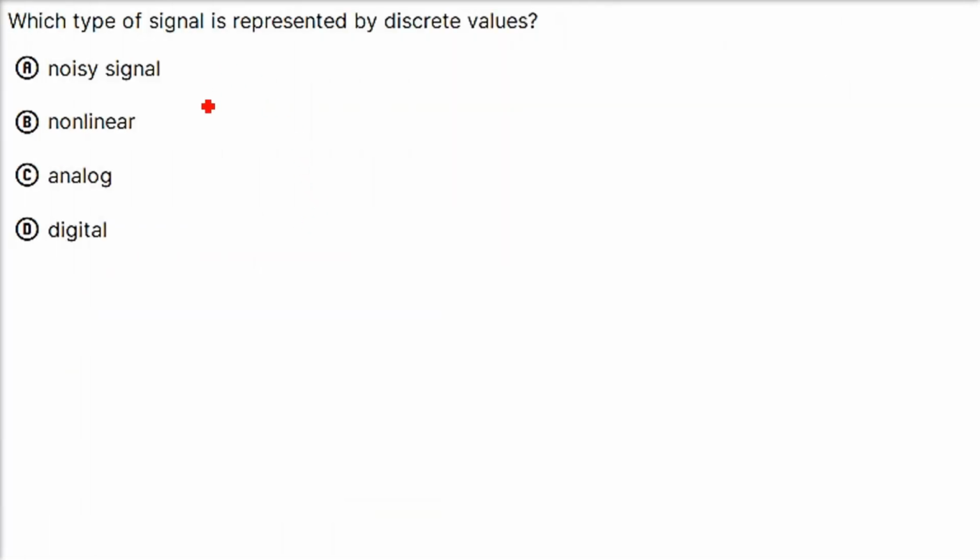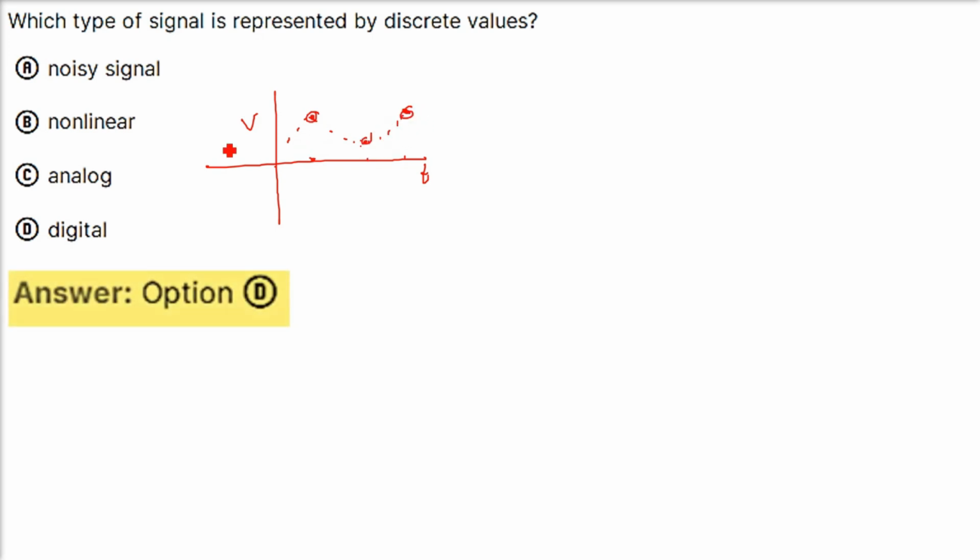Which type of signal is represented by discrete values? Now, discrete means only certain values, not all the values. So for one x, you get one y. For example, you take time on the x-axis, voltage on the y-axis. So this is the continuity if you make it like this. But if you take certain values only, those are discrete values. So these discrete values are only with respect to digital signal.